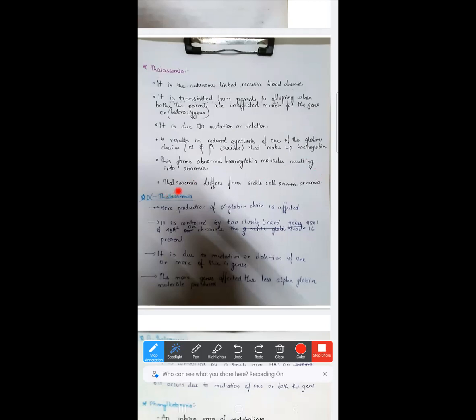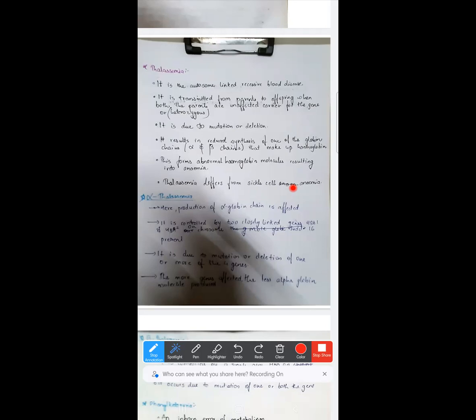Thalassemia differs from sickle cell anemia. In sickle cell anemia, it is a quality problem. That is, the hemoglobin is processed, but it is not up to the standard where it can carry the required oxygen. And here, the hemoglobin produced is already in low amount. So thalassemia is a quantitative problem, and sickle cell anemia is a qualitative problem.